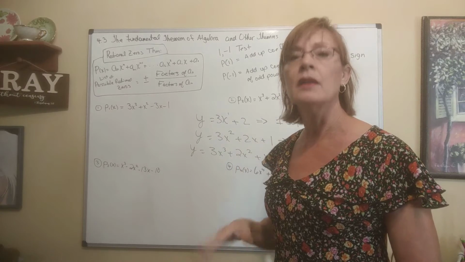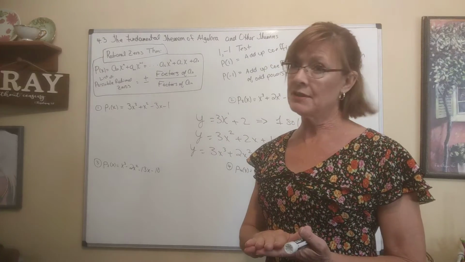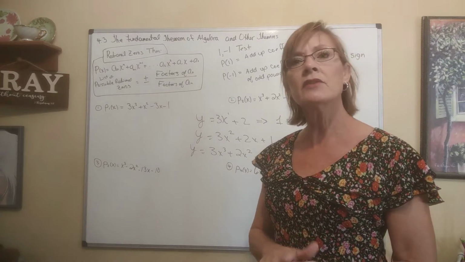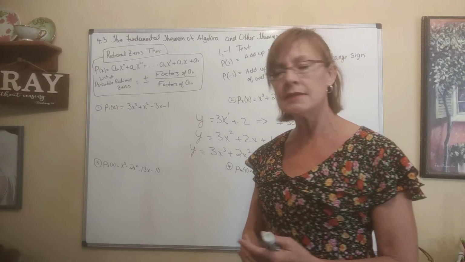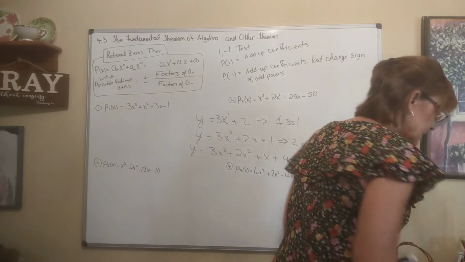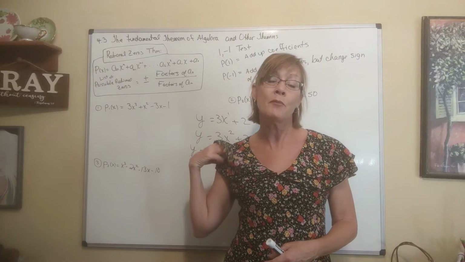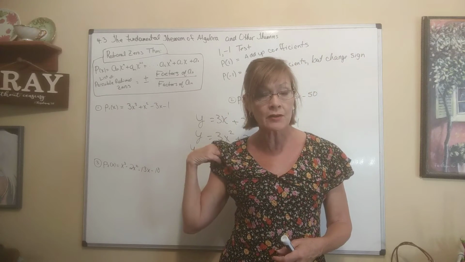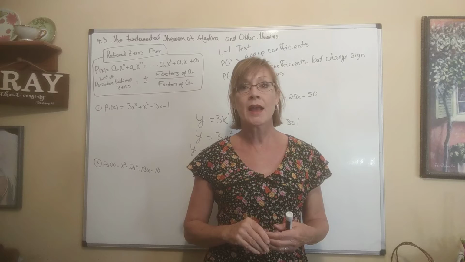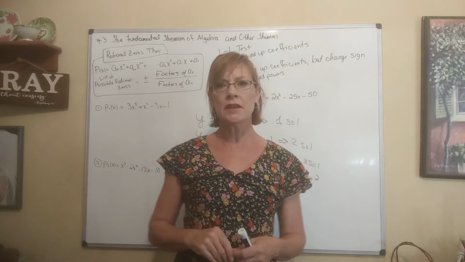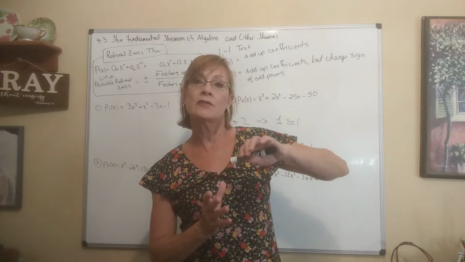So I'm going to show you how to do that. There are other theorems that I'm not going to be teaching you, but I want to mention to you. One is Descartes' rule of signs, and what it does is it helps you determine the number of positive or negative real zeros that the polynomial might have. So it doesn't help you find the negative ones, but it kind of narrows your search.